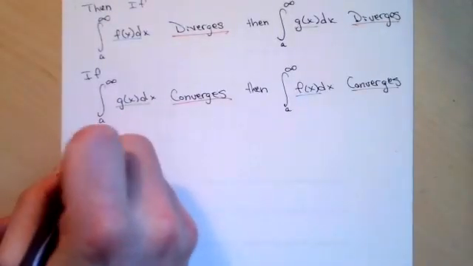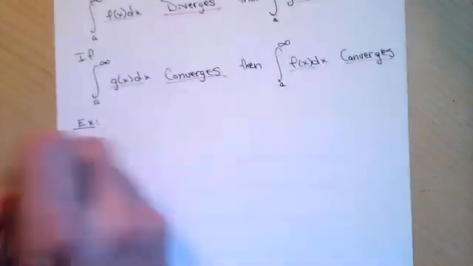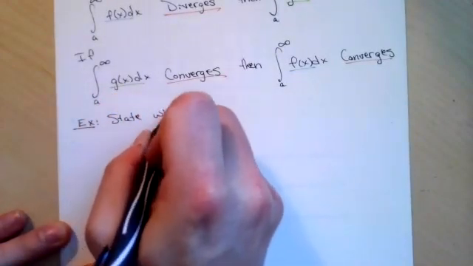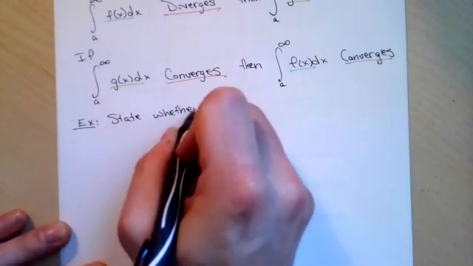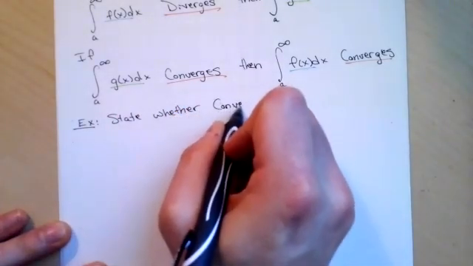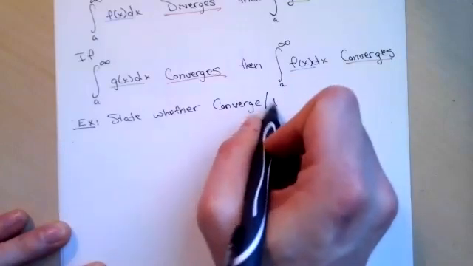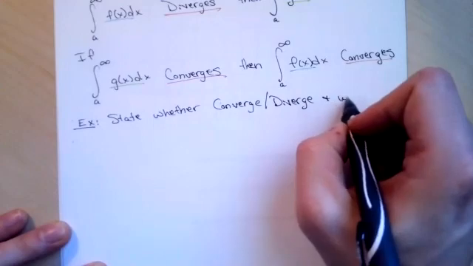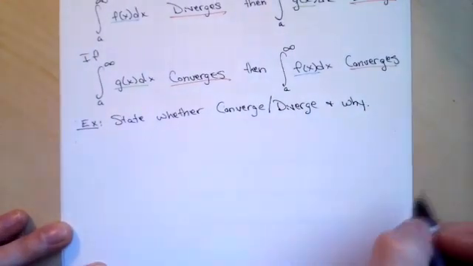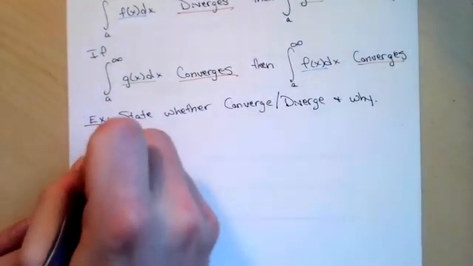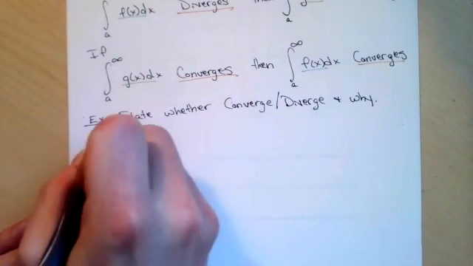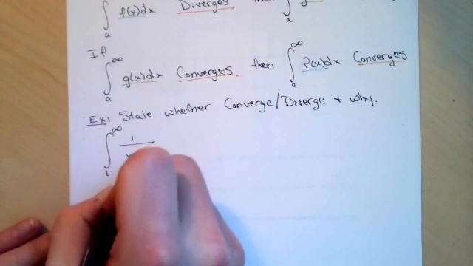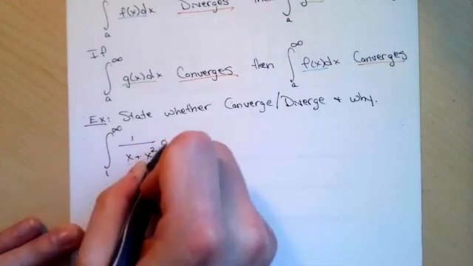Examples. State whether these converge or diverge, and why. So I have the integral from 1 to infinity of 1 over x plus x squared.